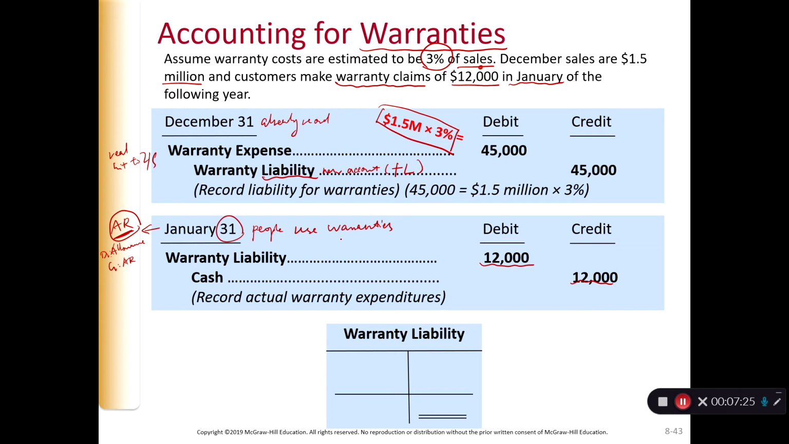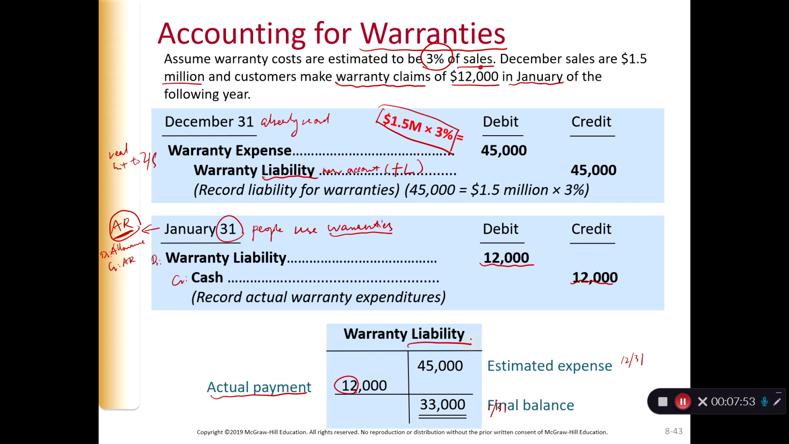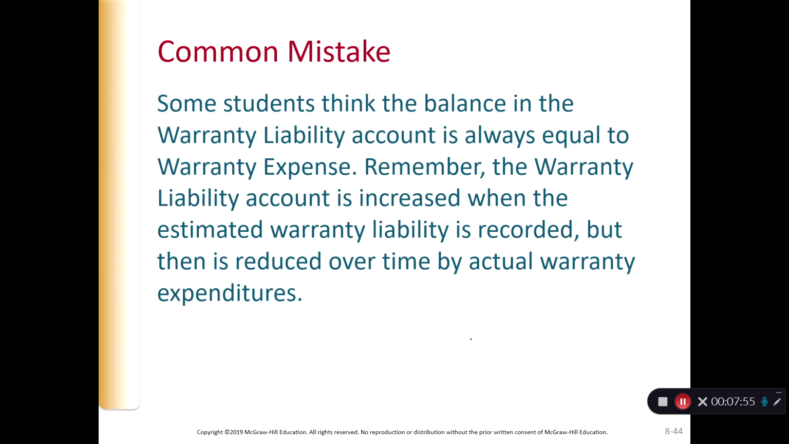However, when people come back and actually use the warranty, we want to reduce the warranty liability and credit cash. As you can see, the interesting part is that on December 31st, our warranty liability is $45,000. However, during the first month of January, we only used $12,000. Hence, by the end of January, our warranty liability is actually only $33,000.